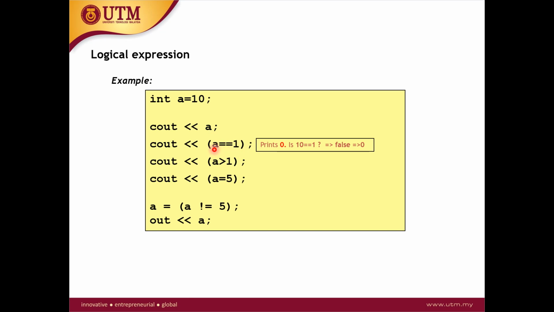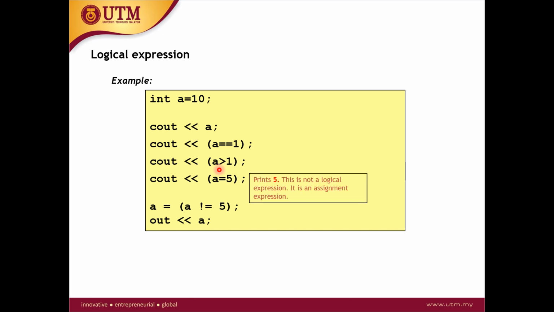It's a condition. Is a equals to 1? No, a equals 10. So this is going to be false. What is inside this is false, so 0 is printed. So cout a greater than 1. What is going to be printed here? It prints 1. Why? Because 10 is greater than 1. So this is true.